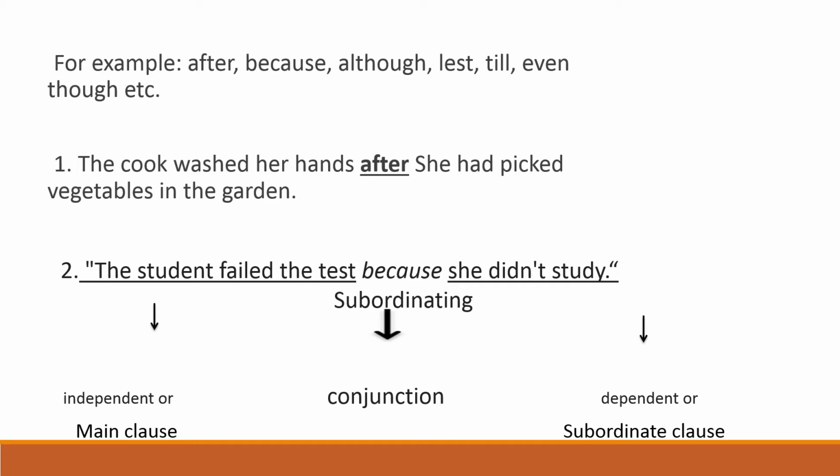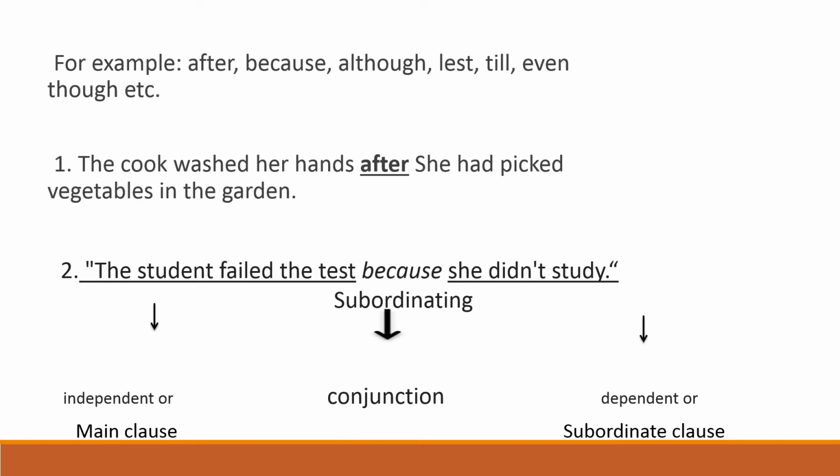The cook washed her hands, of course, is the main clause there that can stand on its own. And then the other clause, she had picked vegetables in the garden, is a subordinate clause that cannot stand on its own. And of course, after there is a subordinating conjunction that joins the subordinate clause to the main, or independent, clause. All right, let's move on.